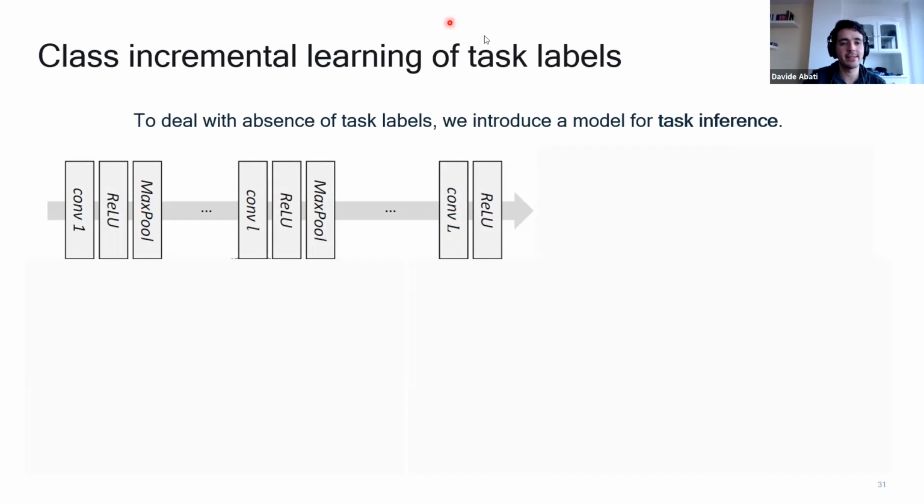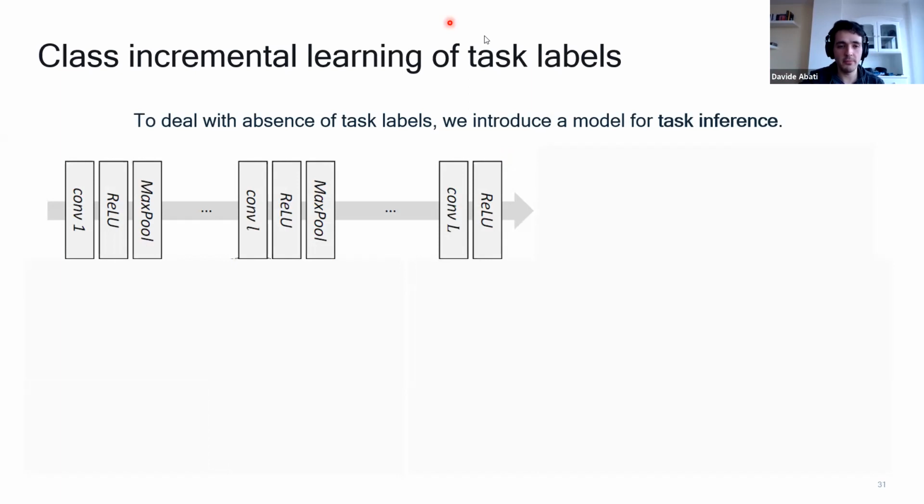We have gating modules, one for each task, and also at the end of the network we have multiple heads, one for each task. So how can we do the class incremental setting? We will try to predict, given the input, the task label, and then use it to select the right modules.